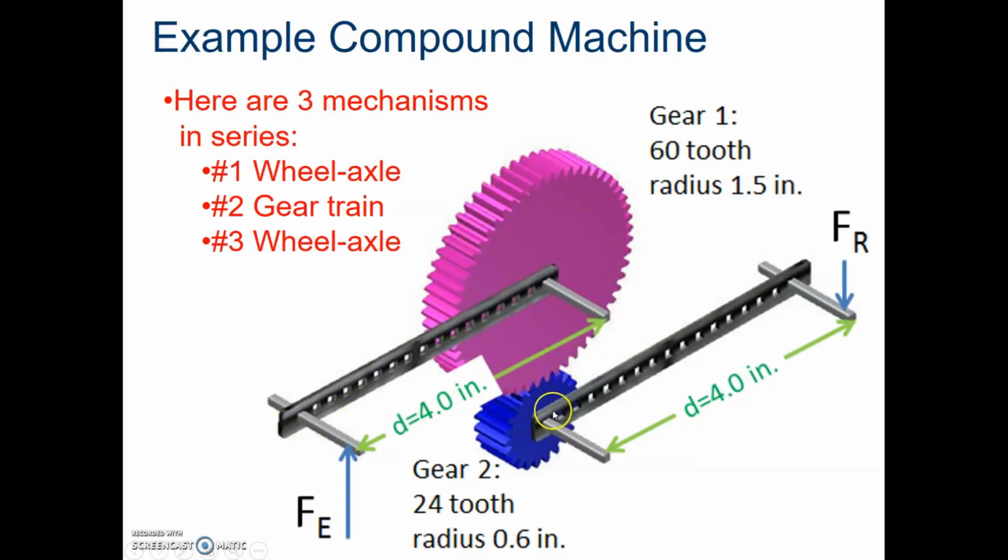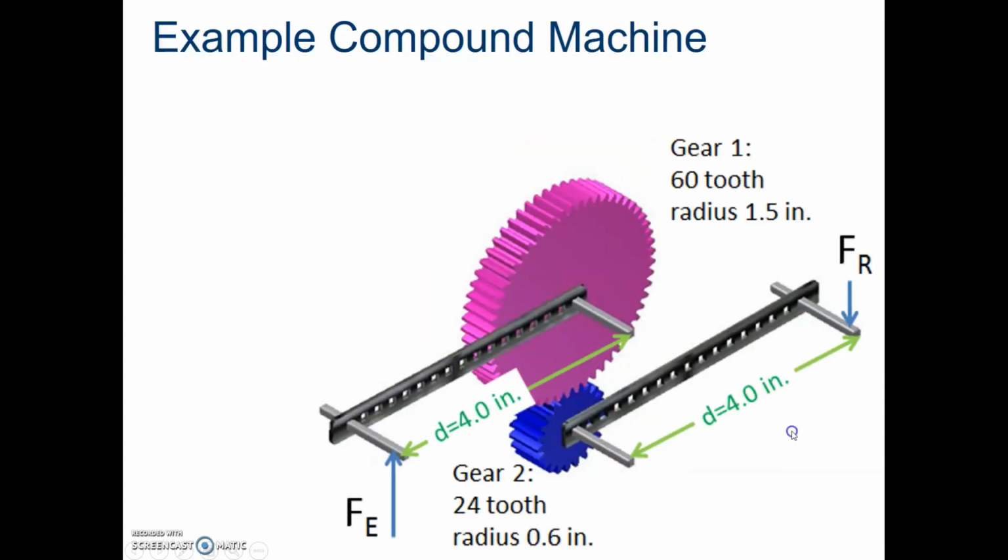The second machine is a gear train because we have meshed gears right here. And the third one looks like another wheel and axle, where the wheel is the little gear and the axle is essentially that really big rotation. So we've identified the 3 mechanisms within the series. Let's break it down and do some calculations.